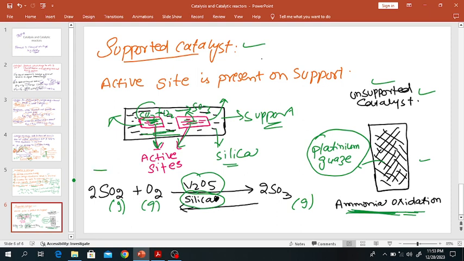Suppose this is a catalyst and this is a site. This is also catalyst. This is site. So this is support. Suppose this is catalyst and this is the active site. Here the reaction takes place on this active site, similarly on this active site. So these are the active sites and this is the support. So this is the supported catalyst. Now the unsupported catalyst has only active sites, so the reaction will take place on this active site. There is no support. So there are two types, supported catalyst and unsupported catalyst.